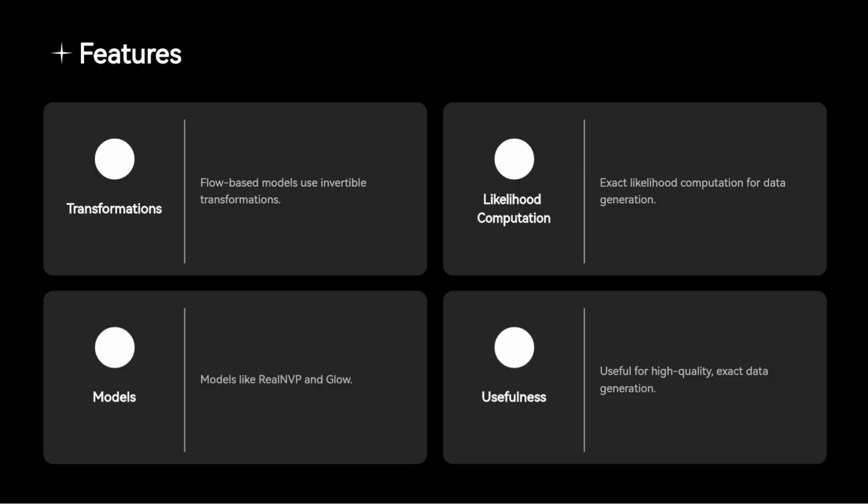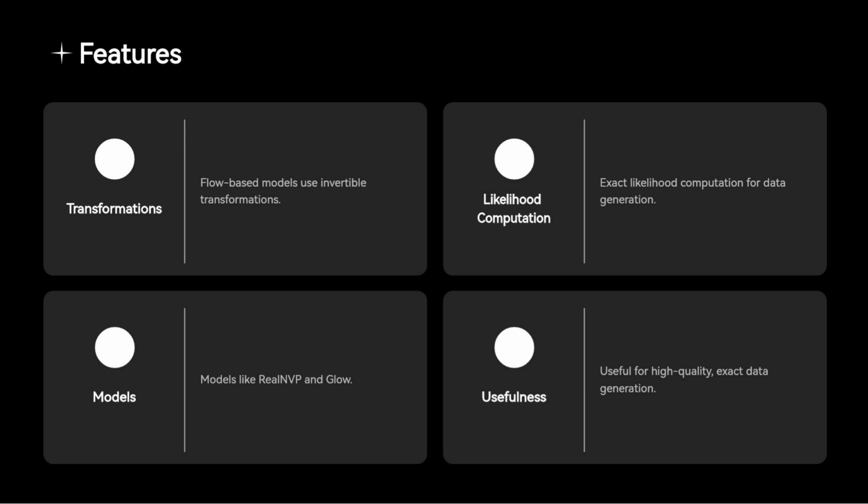Flow-based models are a class of generative models that learn invertible transformations between simple distributions, like Gaussian noise, and complex data distributions. These models allow for exact likelihood computation, meaning they can generate new data by reversing the transformation process. Popular flow-based models include RealNVP and GLOW. These models excel at generating high-quality data, especially images, and they can handle the exact computation of data likelihood, which is a significant advantage over GANs and VAEs, where approximations are made.